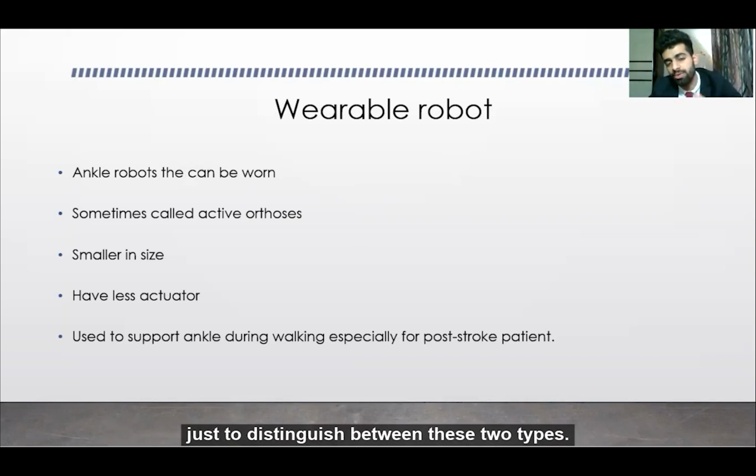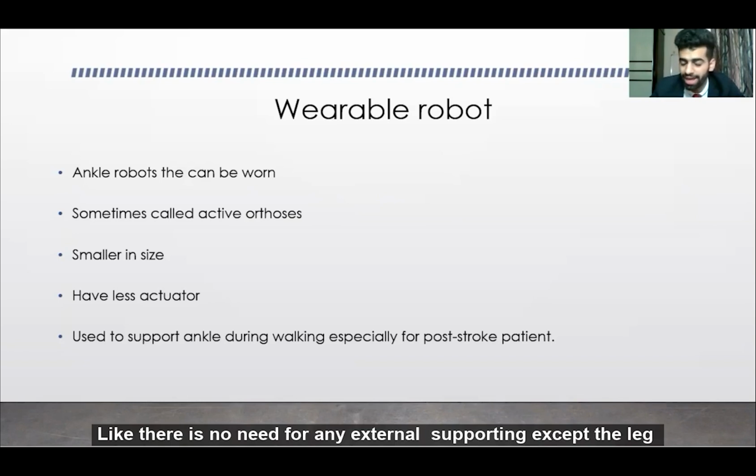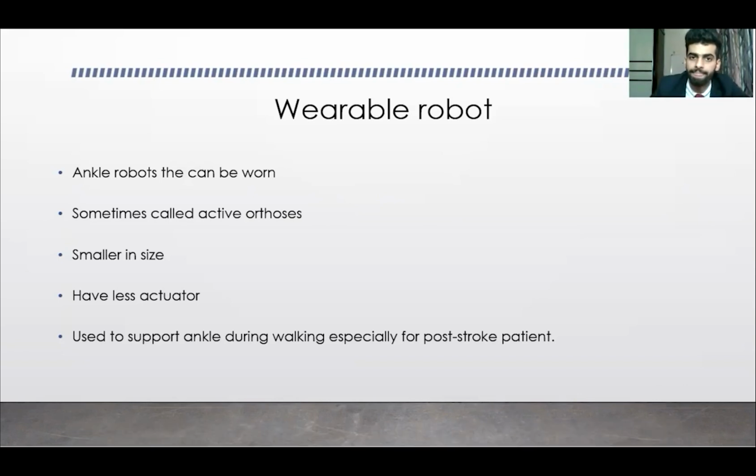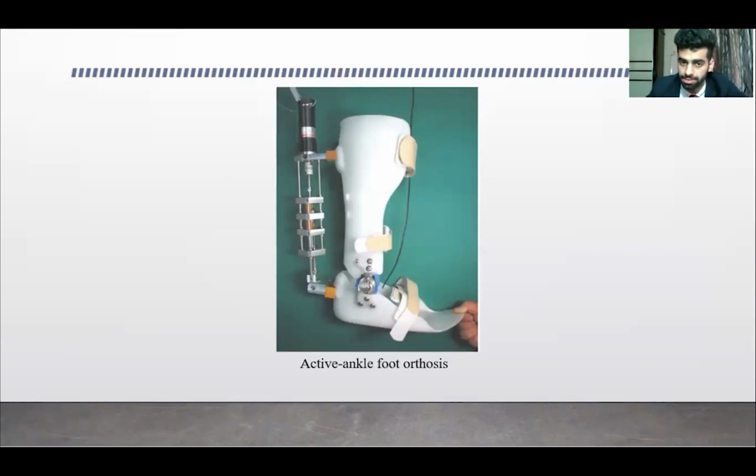Just to distinguish between these 2 types, a wearable robot, basically we can define it as a robot that doesn't require any type of support except the leg itself. There is no need for any external support except the leg. So all the system is attached to the leg, and it can be worn, as I said. And one of the most popular examples of this is the active ankle foot orthosis.